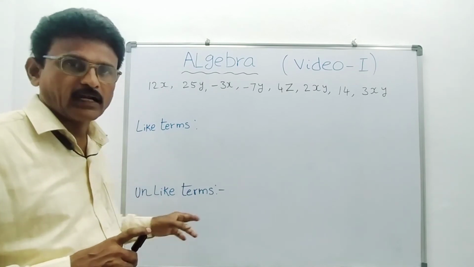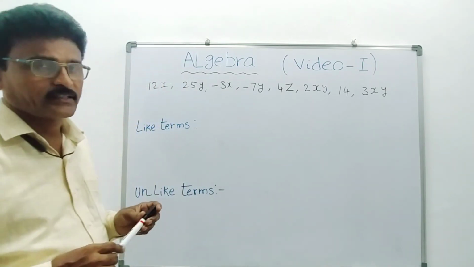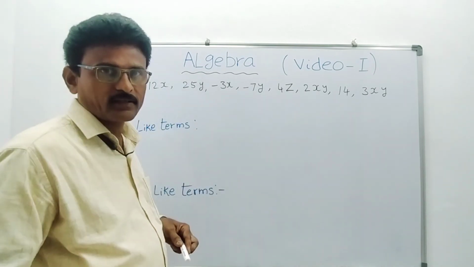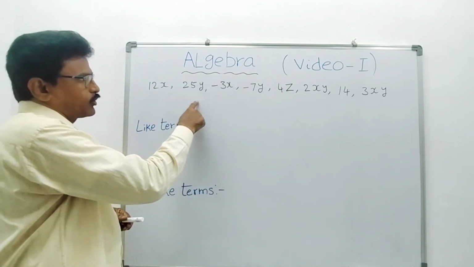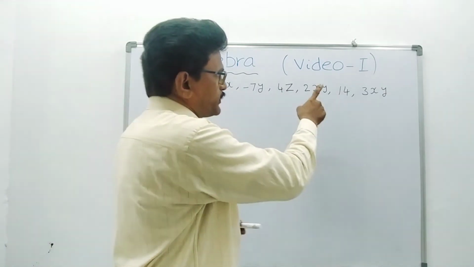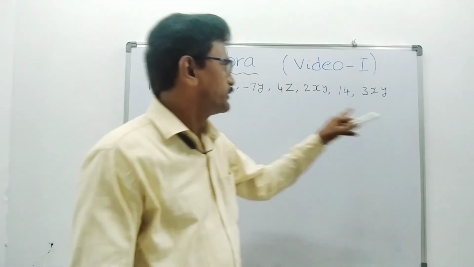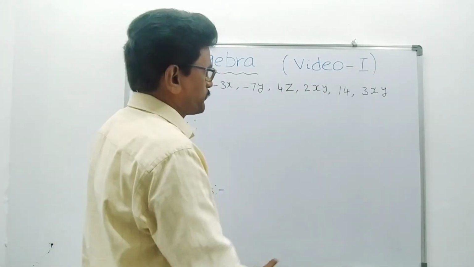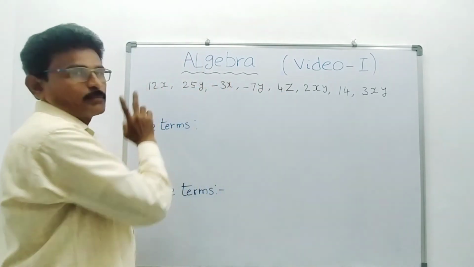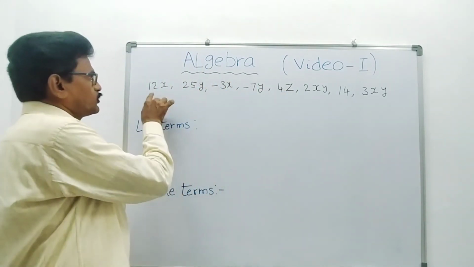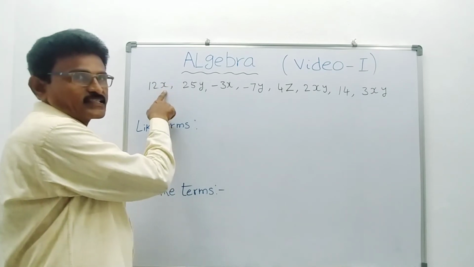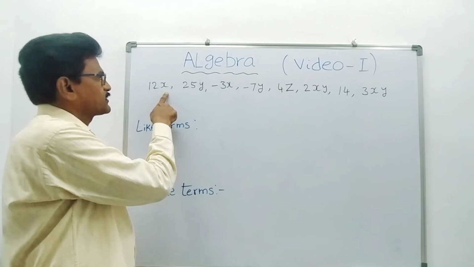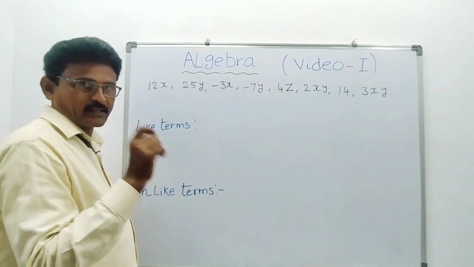Now I will explain the next topic: like terms and unlike terms. What are like terms? What are unlike terms? See, here I have given some algebraic terms: 12x, 25y, minus 3x, minus 7y, 4z, 2xy, 14 and 3xy. Here this 14 is only a number, so this is a numerical term, and the remaining others are algebraic terms.